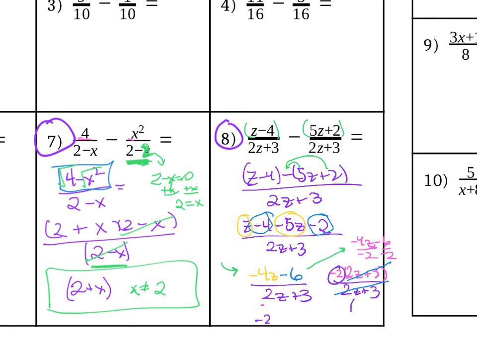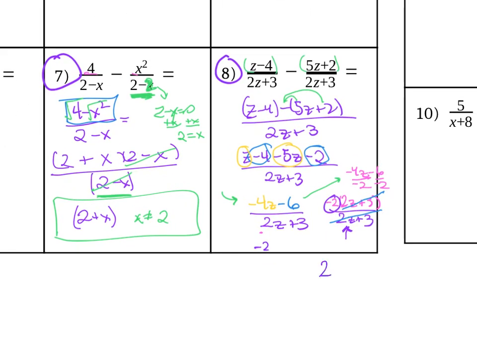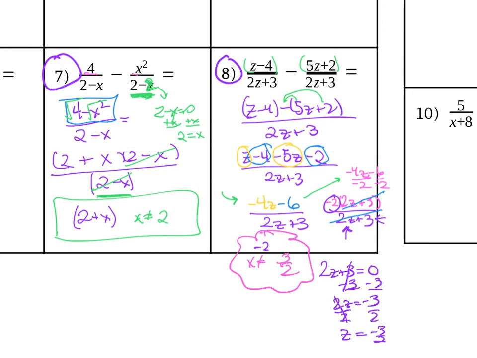And of course, our restriction here, our excluded value, let's take a look at that. 2z plus 3 cannot equal 0. So let's solve for what makes it 0. And so subtract 3 on both sides. And so we get 2z equals negative 3, divided by 2. So z equals negative 3 halves. That's what makes it 0 in the denominator. Therefore, that is our restriction. z cannot equal negative 3 halves. And so this is our final simplified answer.